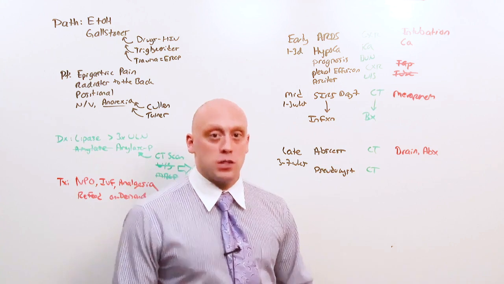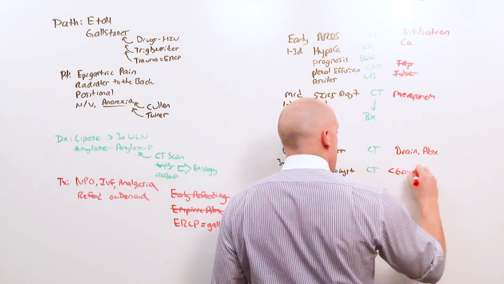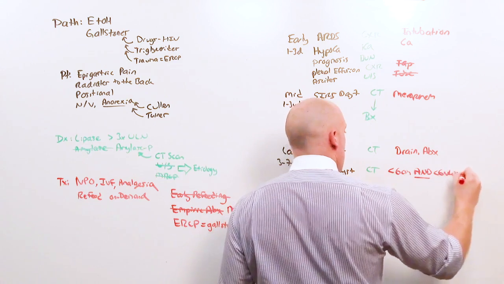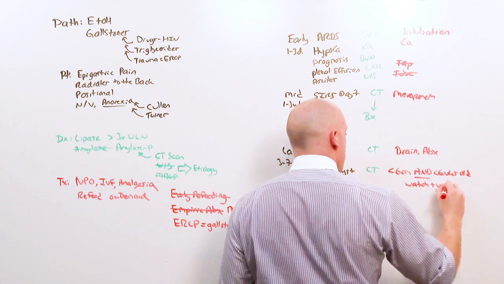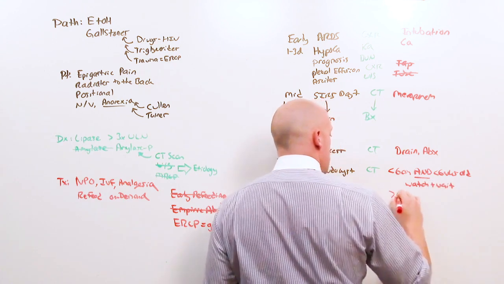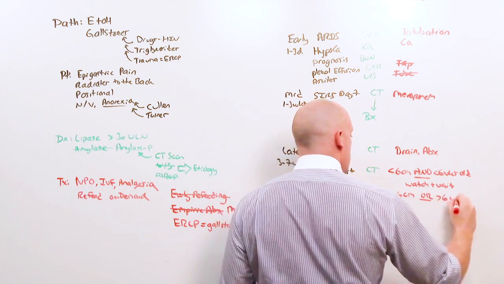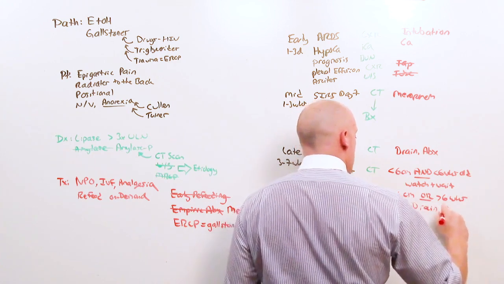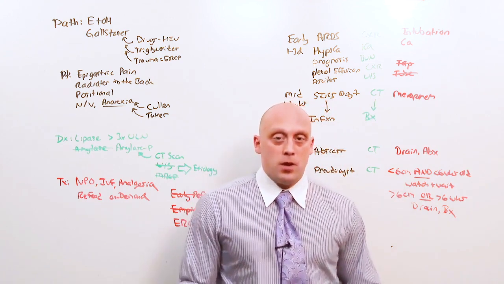It follows the 6 and 6 rule. If it is less than 6 centimeters and less than 6 weeks old, you watch and wait. If it is greater than 6 centimeters, or it's been around longer than 6 weeks, then you have to drain it and get a biopsy. And how you drain doesn't matter.